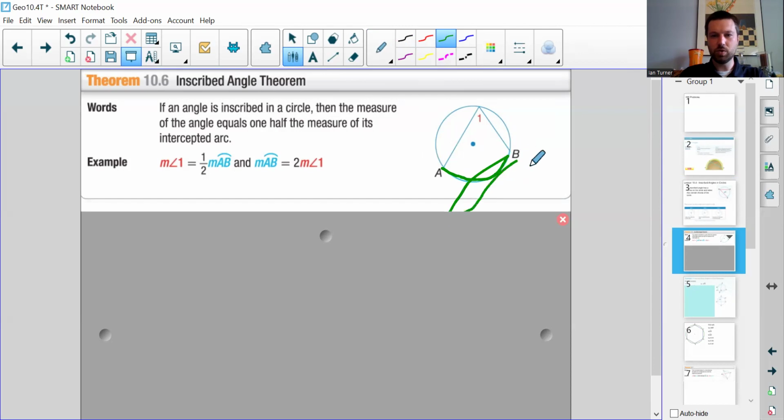Whoa, why didn't you stop? Why didn't you stop this? Let's try it again. So this arc measure, why is this being so weird? This arc measure here.